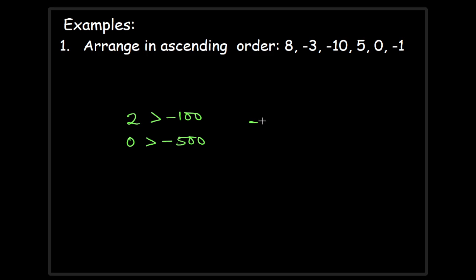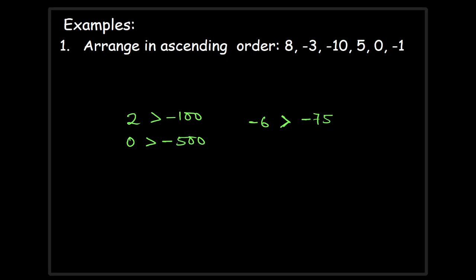Then maybe minus 6 and minus 75. Minus 6 is bigger than minus 75. Remember, the ordering of negative numbers is the opposite of ordering positive numbers.